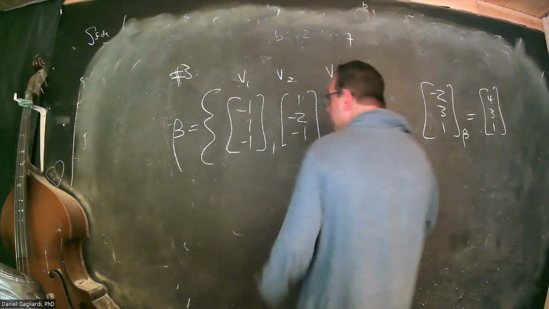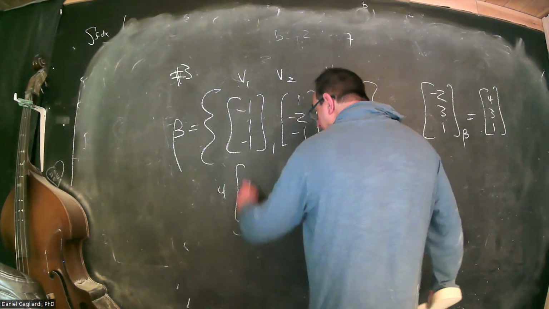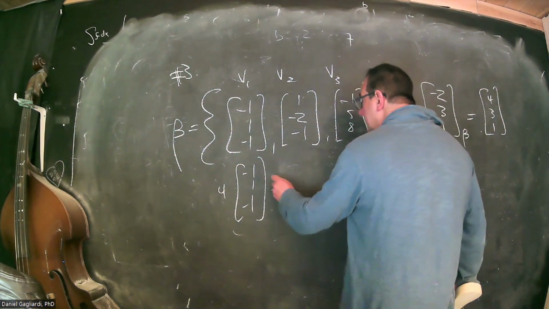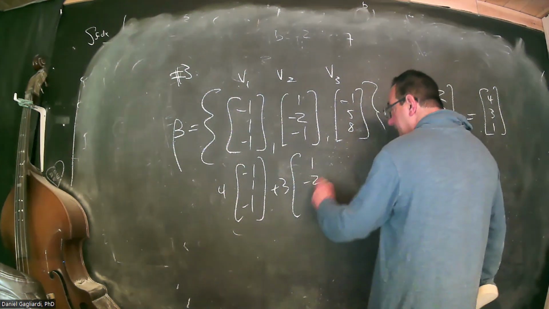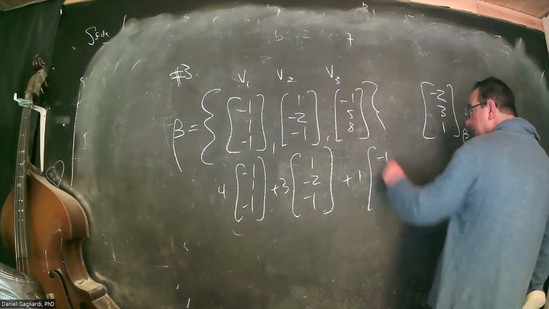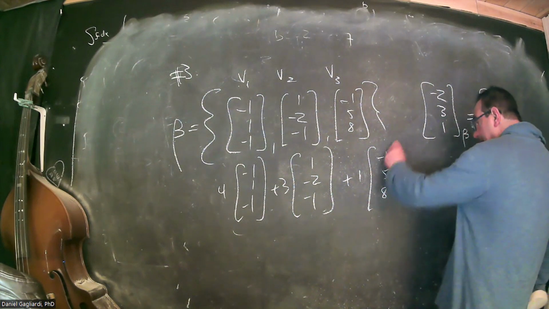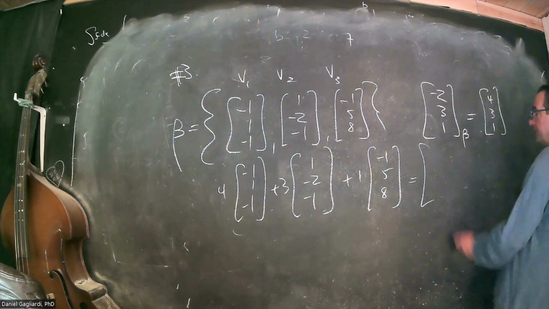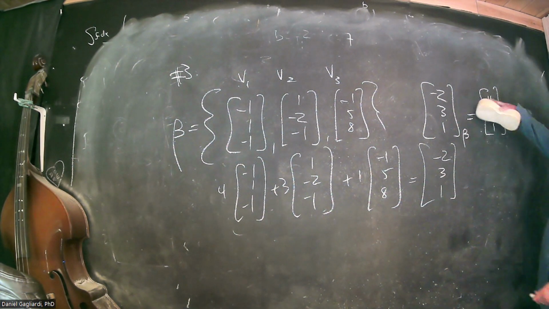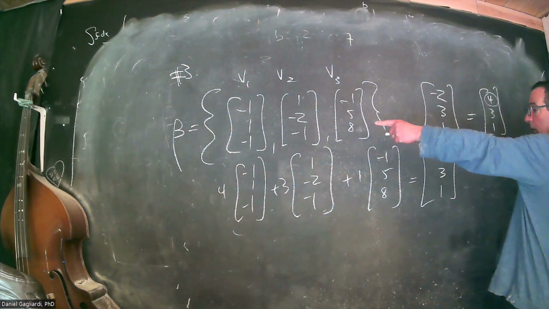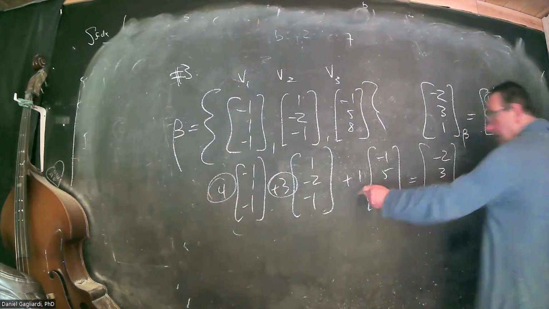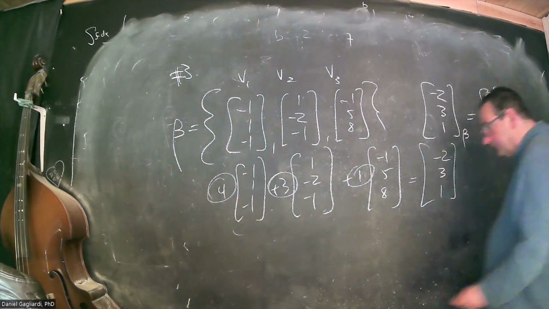So that means 4 of vector 1's, -1, 1, -1, plus 3 vector 2's, 1, -2, -1, plus 1 vector 3, -1, 5, 8, is equal to, we hope, the target, -2, 3, 1. You see what's going on here? 4 times vector 1, 3 times vector 2, and 1 times vector 3. All right, let's see if this works.